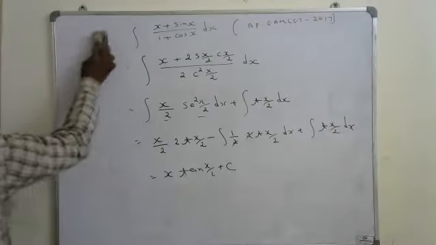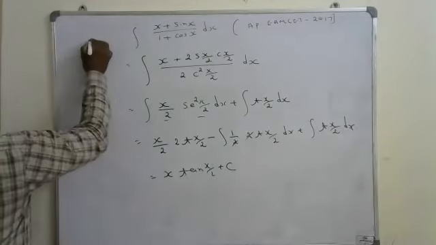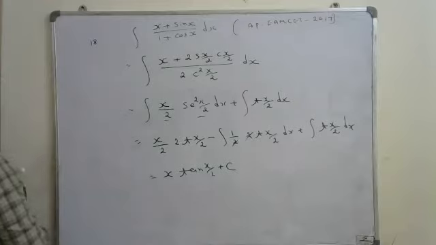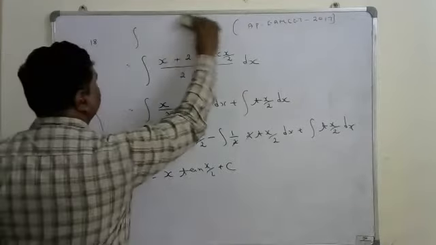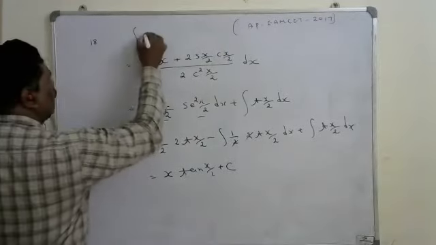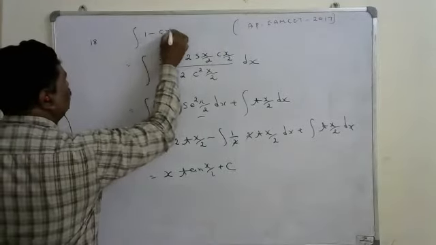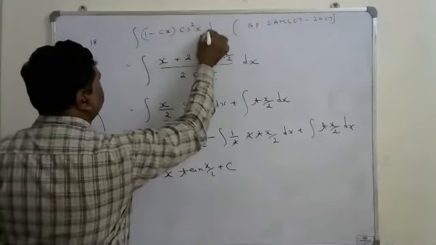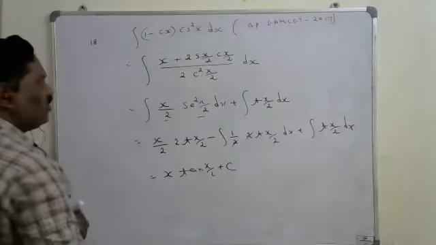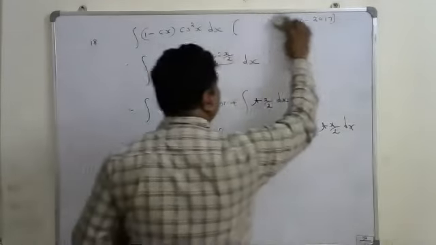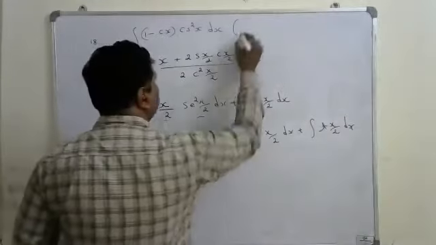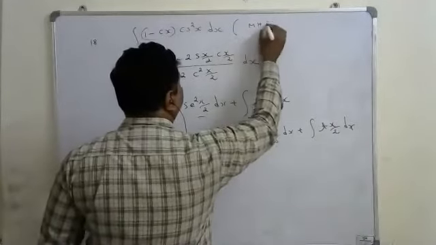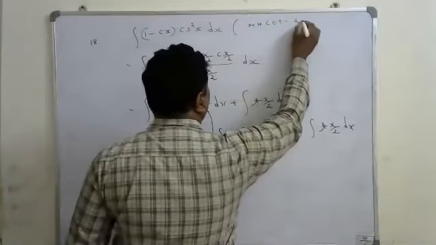Next, look at problem number 18, which is the integral of 1 minus cos x into cosecant square x dx. 1 minus cos x into cosecant square x dx. This was given in MHCET 2005.